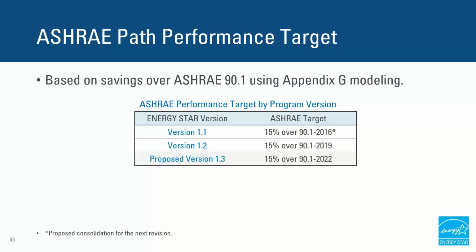For version 1.2, the target is 15% over 90.1 2019, and we're proposing to continue the precedent for version 1.3 to have the target as 15% over 90.1 2022.